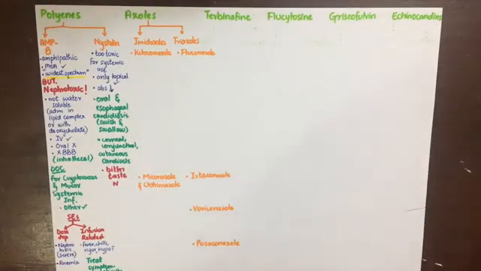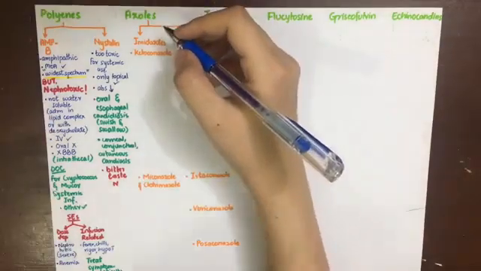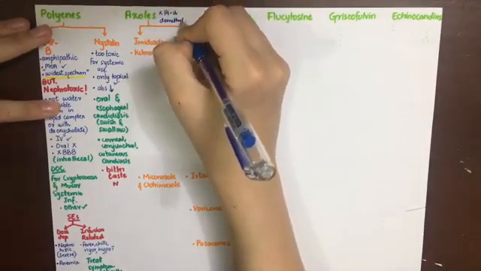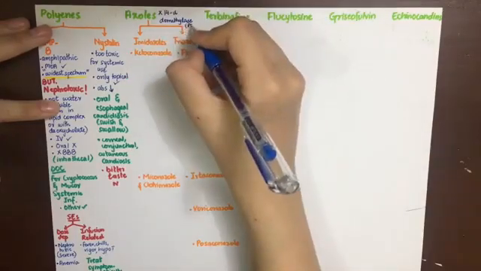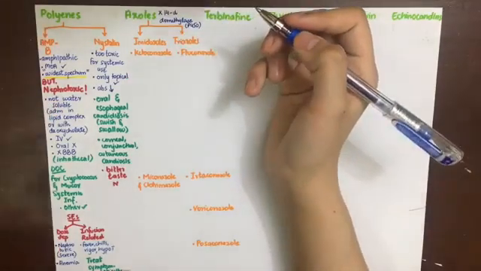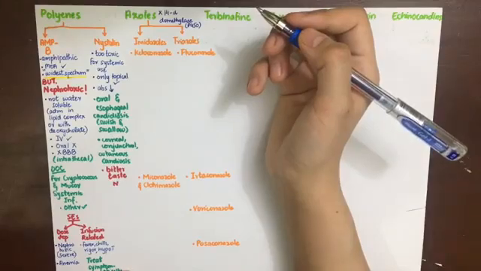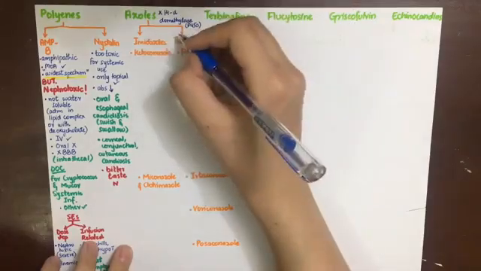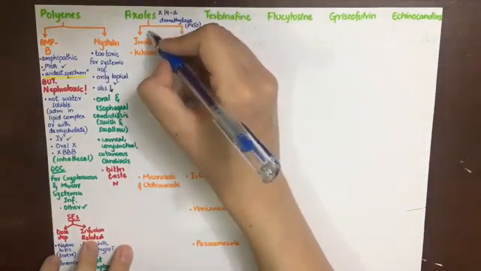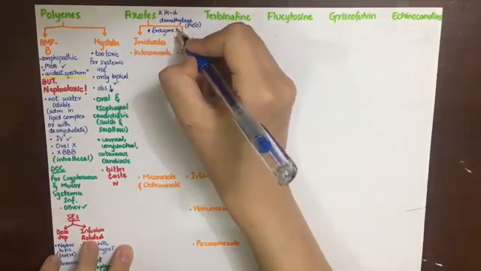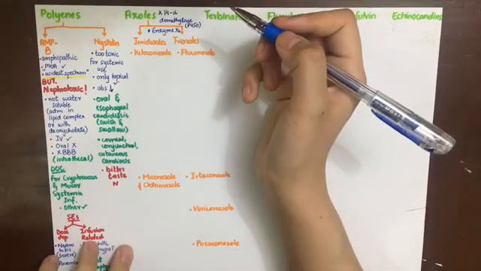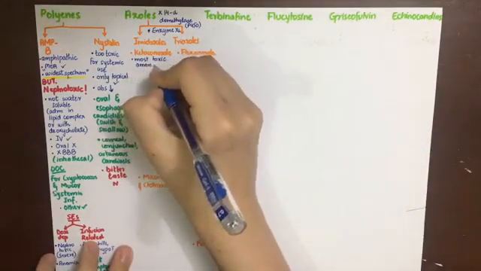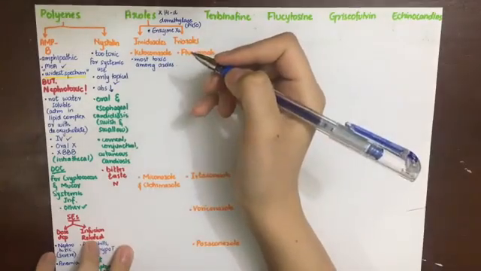Now, azoles inhibit fungal P450 dependent enzymes such as 14-alpha-demethylase. This enzyme is involved in the conversion of lanosterol into ergosterol, that is the final step of ergosterol synthesis. By inhibiting ergosterol synthesis, it will damage the cell membrane of the fungus. Azoles, apart from inhibiting fungal P450 enzymes, also inhibit human liver P450 enzymes and thus can be associated with drug interactions.